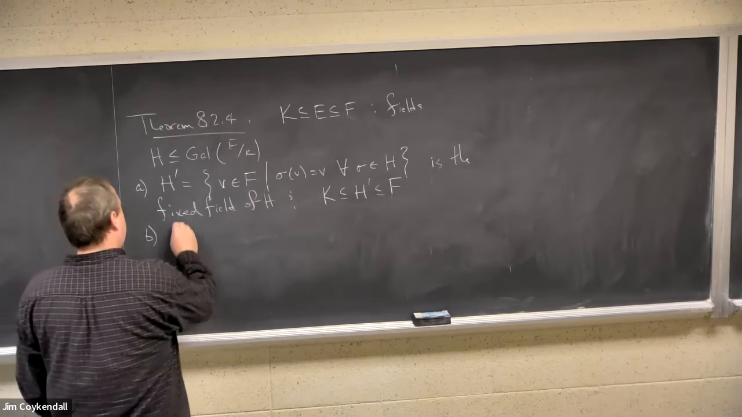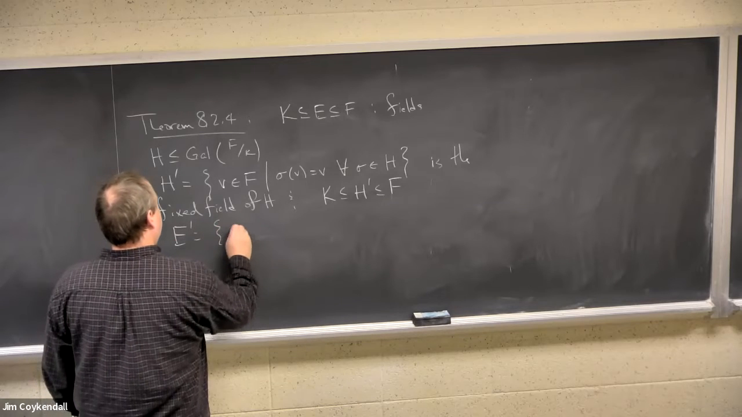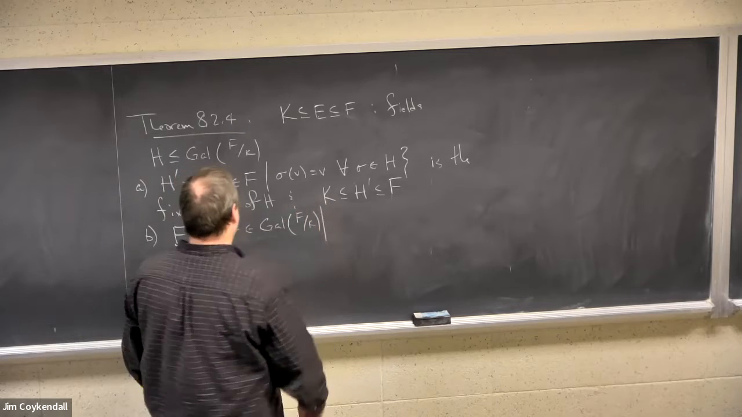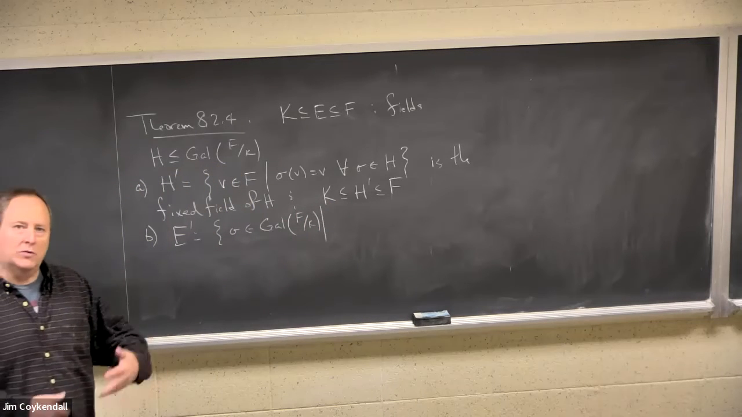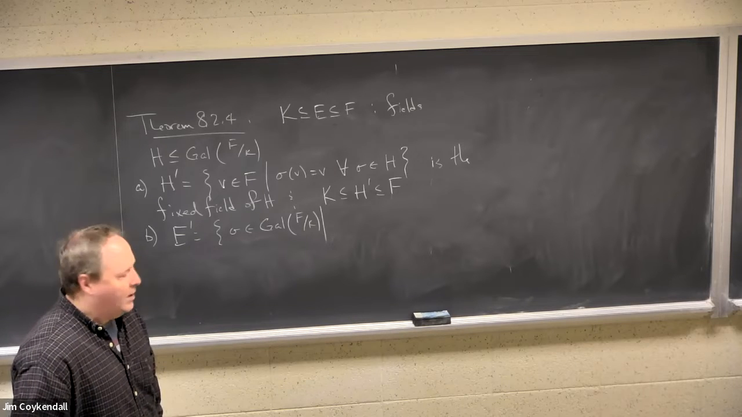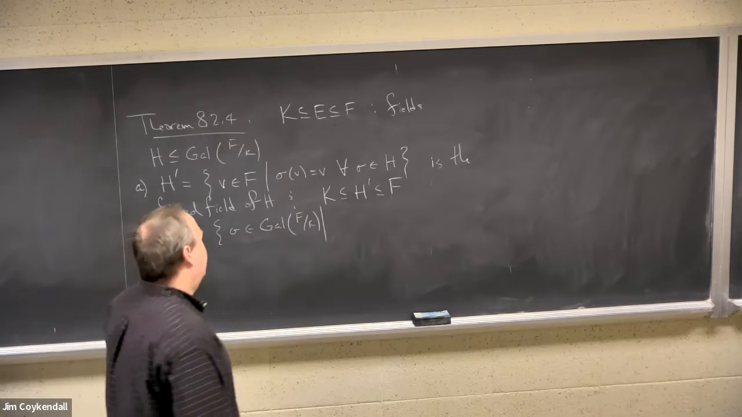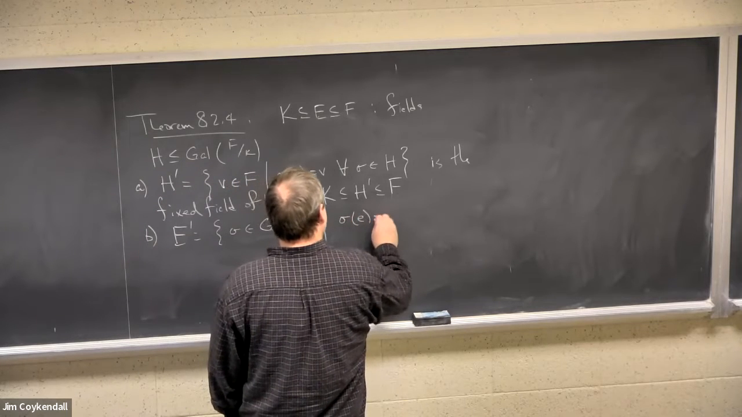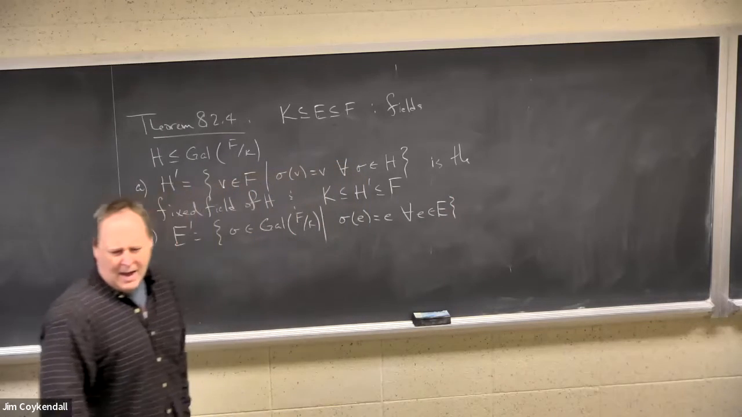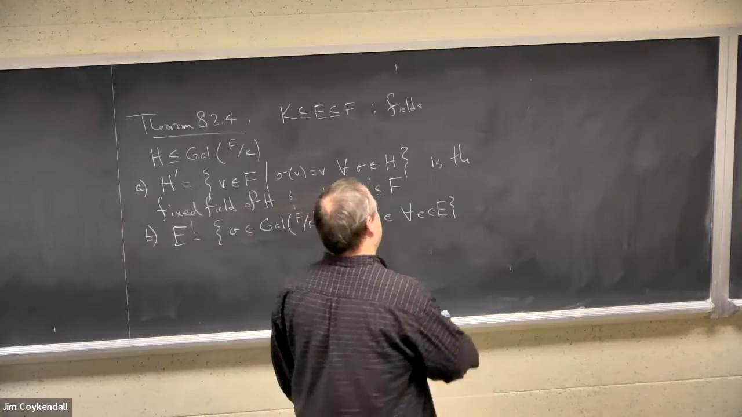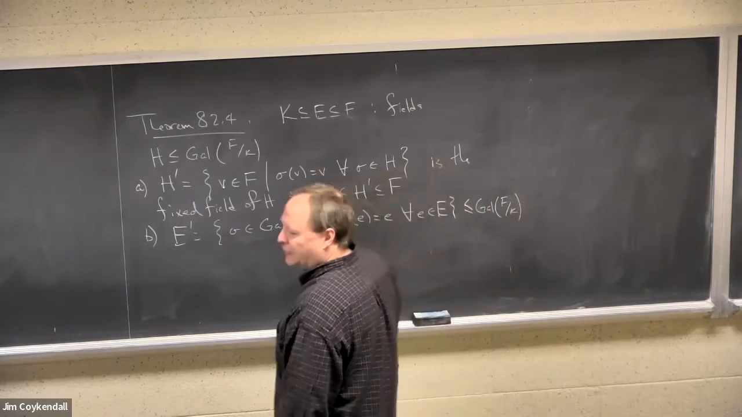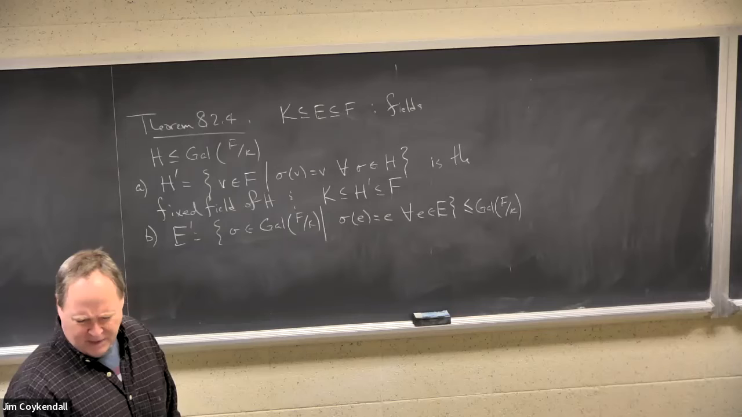And B, E prime. Now the prime operation works on a field and turns it into a group. This is the collection of all automorphisms of F that fix K, such that sigma of E is equal to E for all E in E. And this is a subgroup of the Galois group. We discussed this a bit last time.